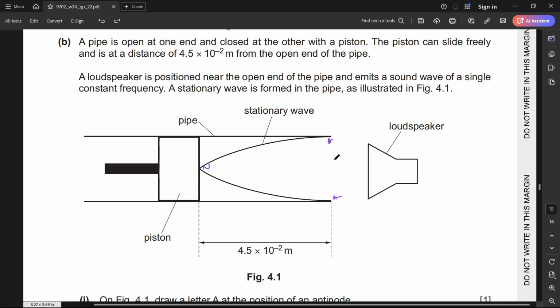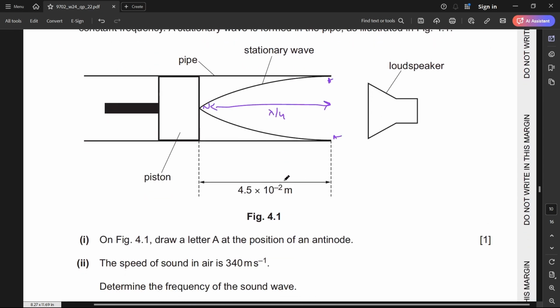And we can clearly see that over here we are having a node and an antinode with no node in between. We know that between two nodes, the distance is lambda by 2. So over here, it is half of that, right? It is half of that. That will be lambda by 4. So this distance given to us is lambda by 4 meters, which is equal to 4.5 x 10^-2 meters. So on the figure 4.1, first of all, draw a letter A at the position of the antinode. So that is something that we have already done over here.